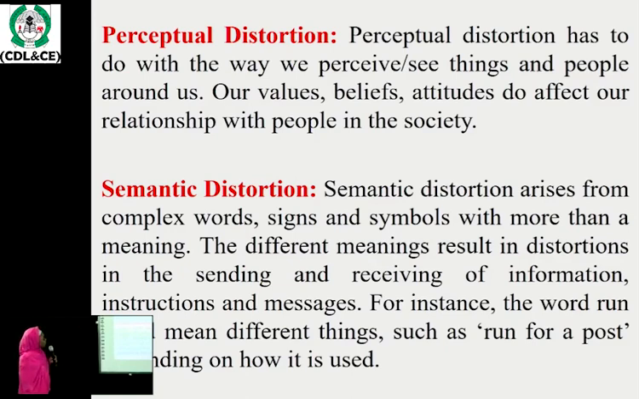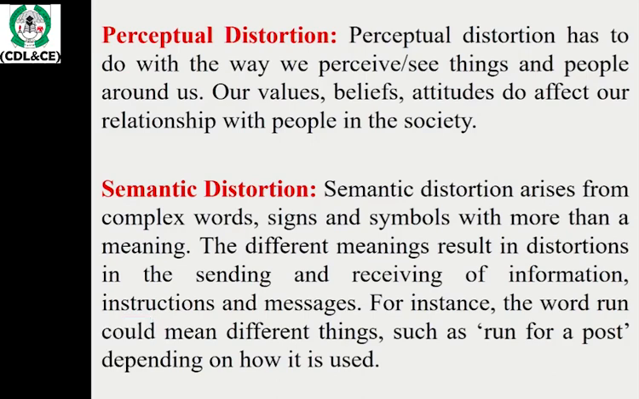The next is semantic distortion. Semantic distortion arises from complex words, signs, and symbols with more than one meaning. The different meanings result in distortions in the sending and receiving of information, instructions, and messages. For instance, the word run could mean different things to different people, such as run for a post, run for your life, depending on how it is used.